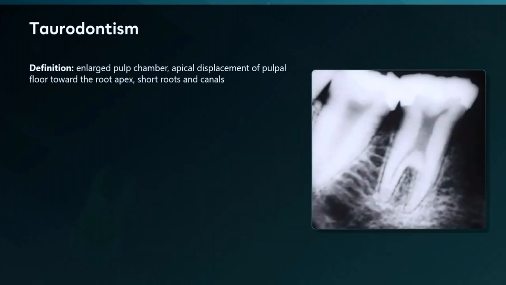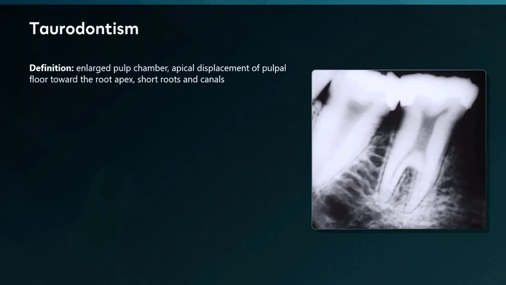Taurodontism is derived from the Latin word tauros for bull and the Greek term odous for tooth, or as we can say, bull tooth. Take a look at this image and see how the pulp chamber is very, very large here, and the tooth somehow looks like a bull. We can see how the root bifurcation is placed away apically compared to the molar next to it. So taurodontism is characterized by an enlarged pulp and apical displacement of the pulpal floor near the root apex.